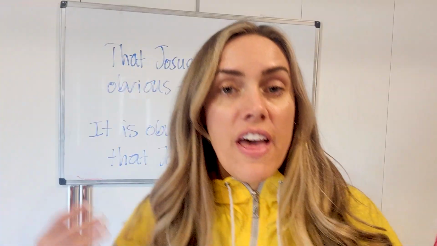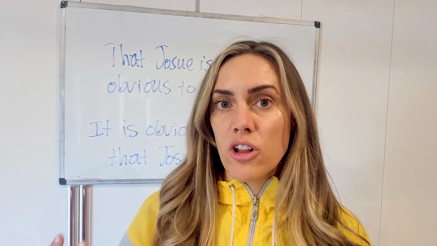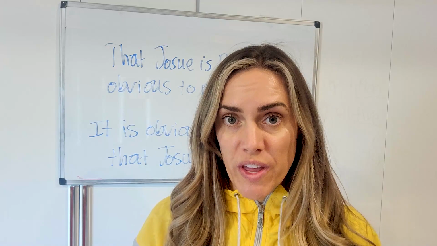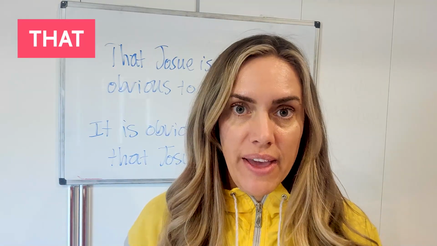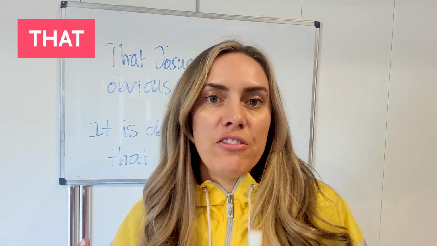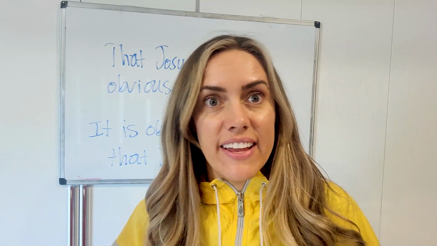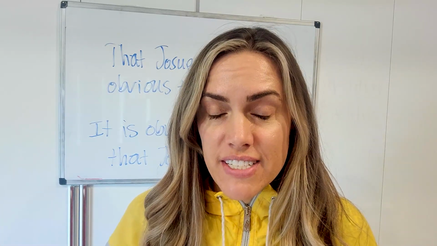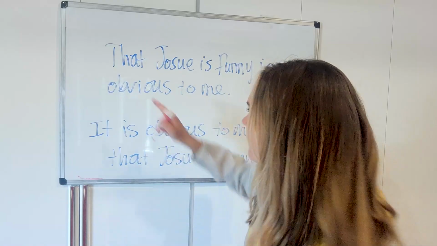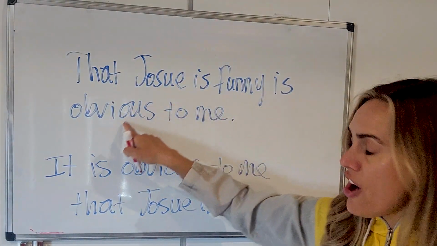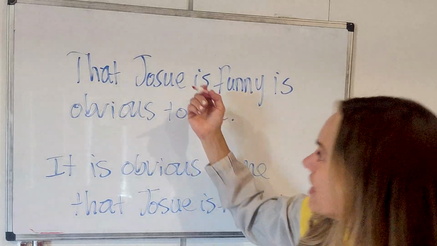Now first off, there's three types of noun clauses that we can create. The first type is the ones that start with the word that, okay? That. And then afterwards we have a subject and a verb. Now, because noun clauses act like nouns, they could be the subject of a sentence or they could come after the verb. So let me show you how that would look in both of these. That Josue is funny is obvious to me.